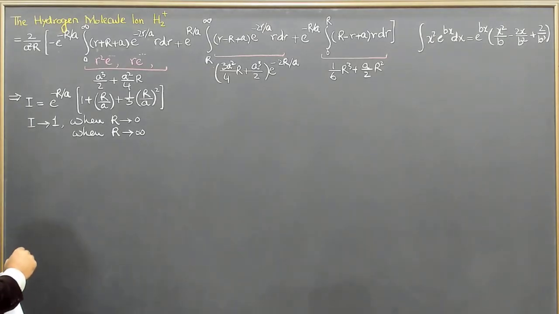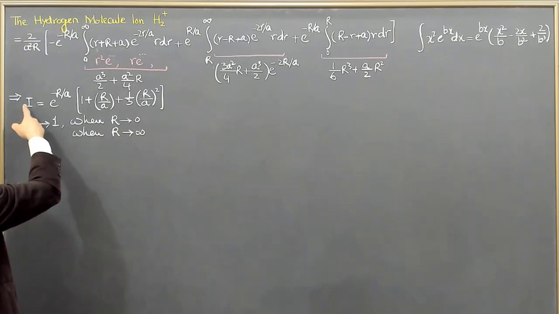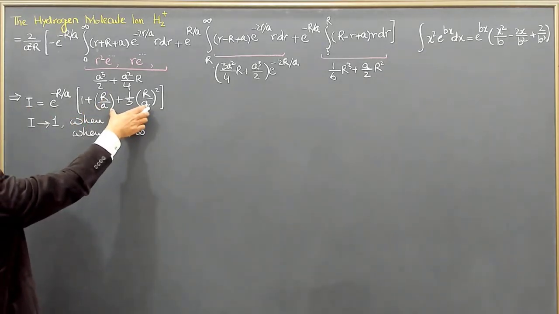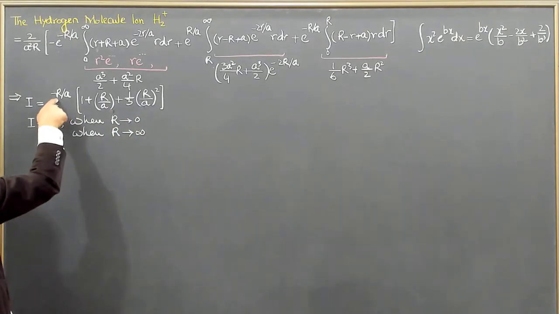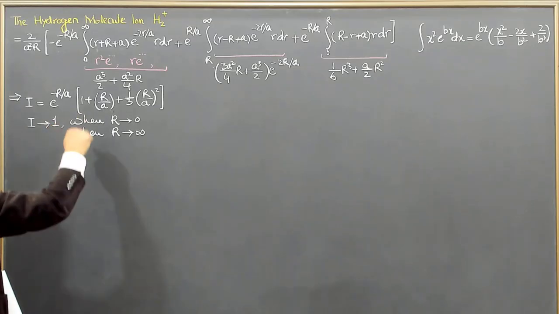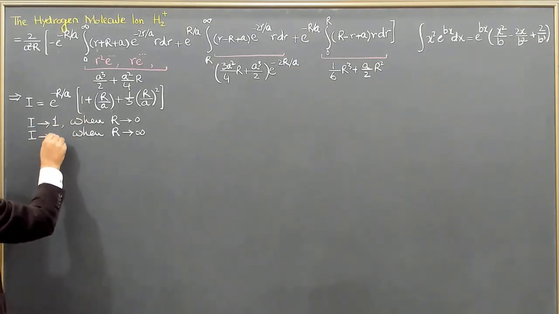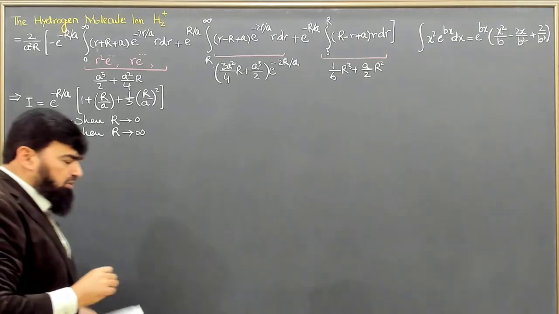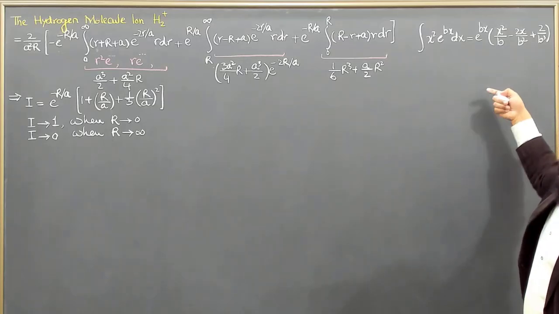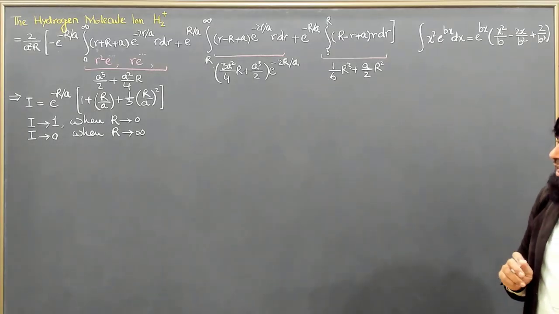When r goes to infinity, consider this term. This is 1 over e to the power r, so 1 over infinity, it will go to 0. So remember, I have erased the figure here, but now the interaction part is very clear.